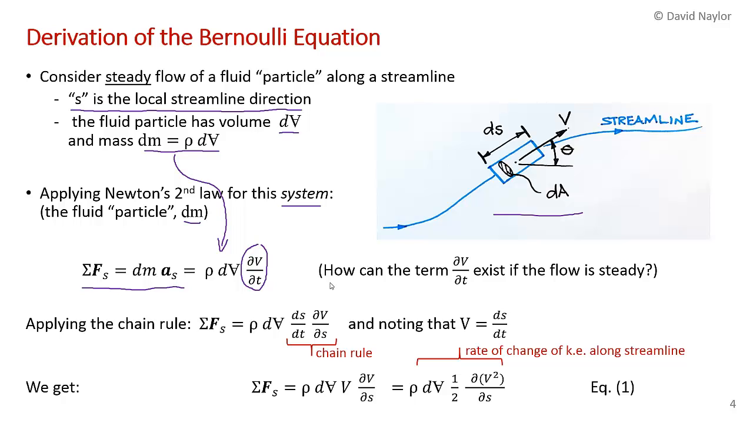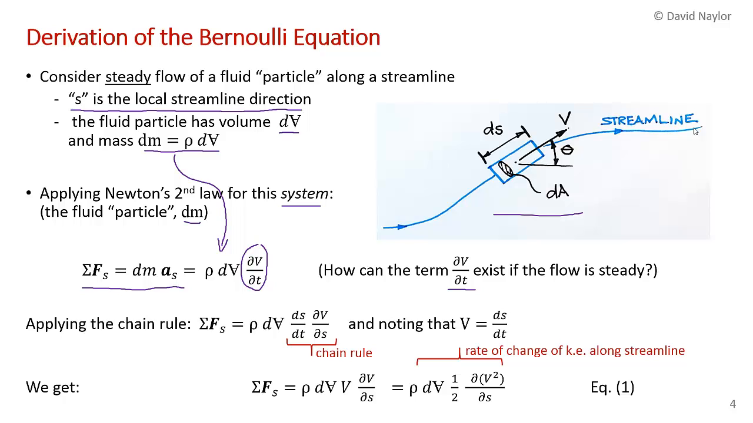Well, the answer is that the reason dv/dt can exist in a steady flow is because we're following a particle along a streamline. And as that particle moves along the streamline, even in a steady flow, it can move from a low velocity region to a high velocity region. So the particle moving through the flow experiences a rate of change of velocity with time.